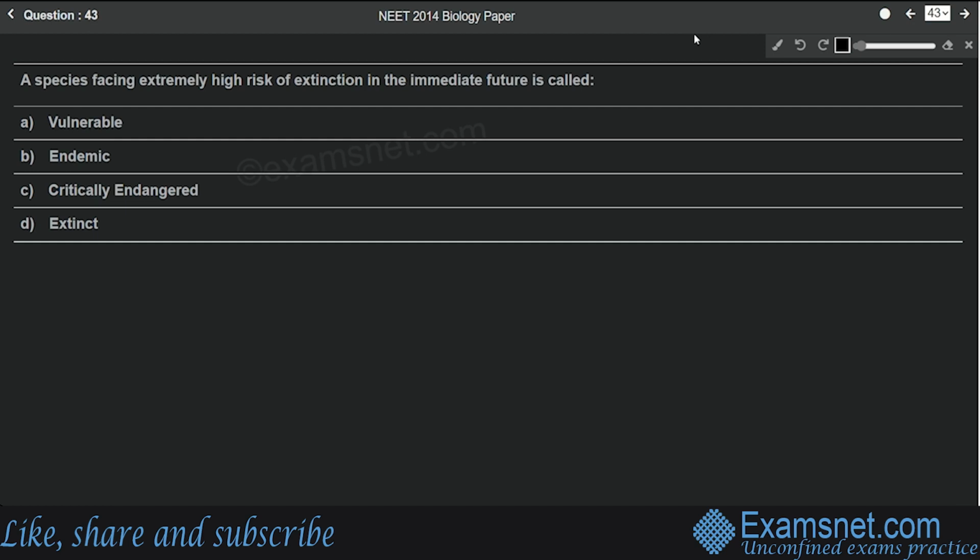Question number 43 is from the chapter Biodiversity and Conservation, and the question is, a species facing extremely high risk of extinction in the immediate future is called. Options are vulnerable, endemic, critically endangered, and extinct. So extinct cannot be the correct answer, because these are the species that do not exist anymore. Okay, these are already extinct. Now endemic means the species that are unique to a particular geographical area.